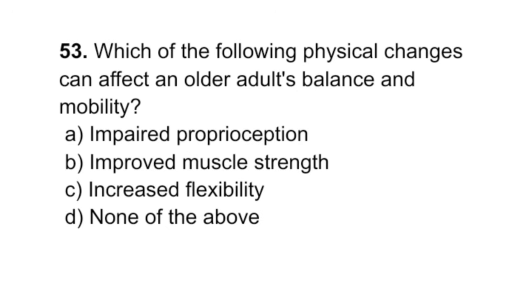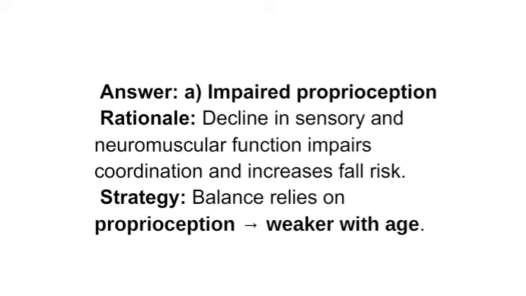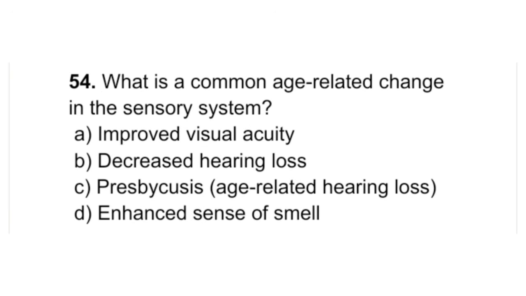53. Which of the following physical changes can affect an older adult's balance and mobility? A. Impaired proprioception. B. Improved muscle strength. C. Increased flexibility. D. None of the above. Answer: A. Impaired proprioception. Rationale: decline in sensory and neuromuscular function impairs coordination and increases fall risk. Strategy: balance relies on proprioception, which is weaker with age.